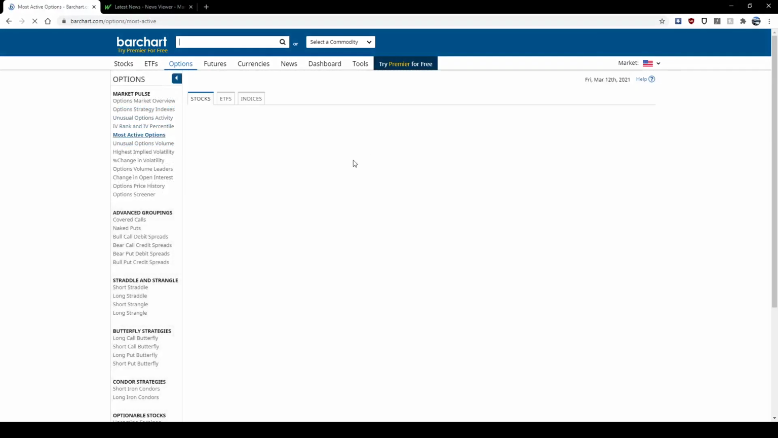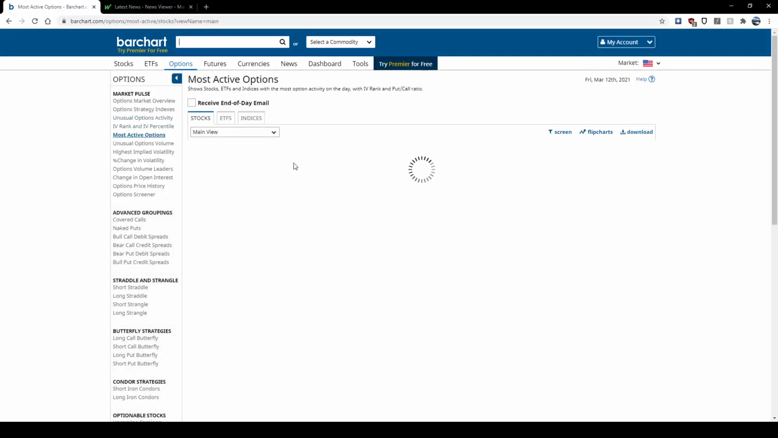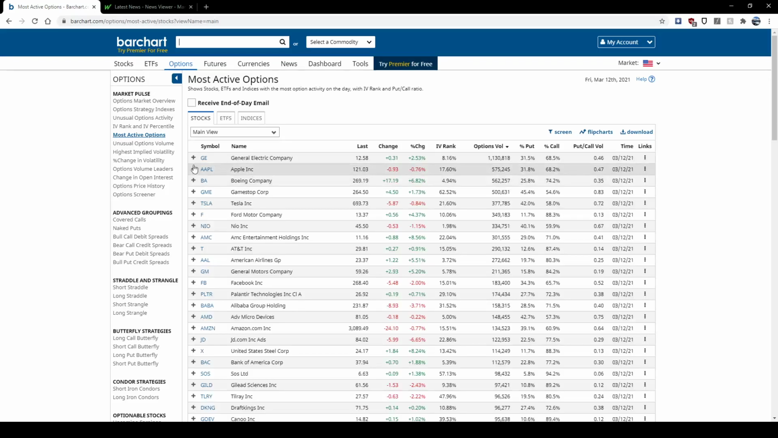Next is the most active options tab. And this is just going to show you the options that are being most traded, or at least for the company. So notice right here, General Electric had the most of the options play being played today, along with Apple and Boeing, and then GME and Tesla. So these are all plays that have been played out the majority of today.